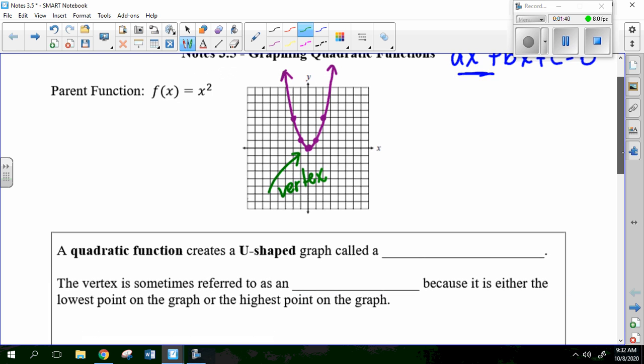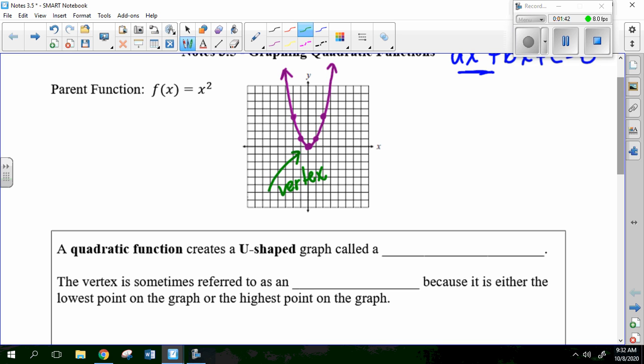Now, this U-shaped graph has a special name. Does anybody, maybe from taking data or something, remember what it's called? It starts with a P. Parabola. Okay, some people say parabola because that's kind of how you spell it, but you'll hear it more referred to as a parabola. And that's the actual math word for a U-shaped graph.